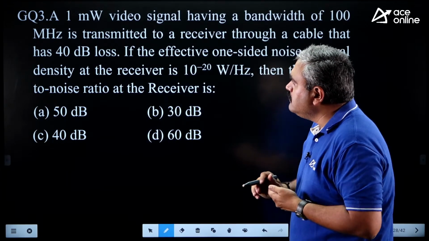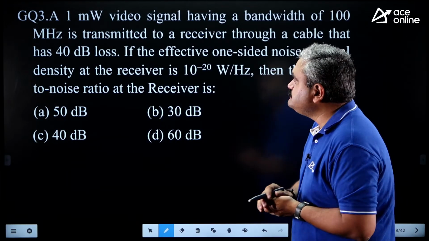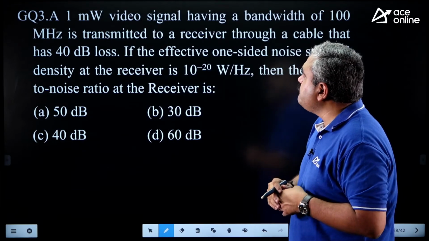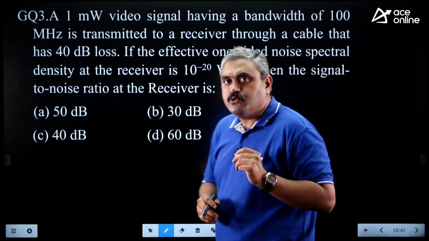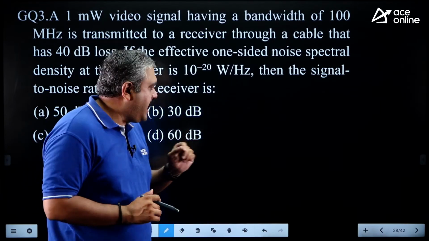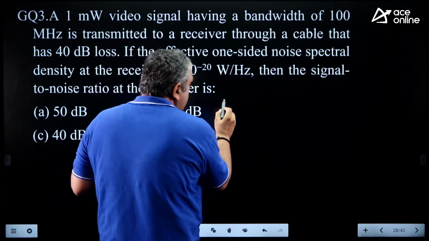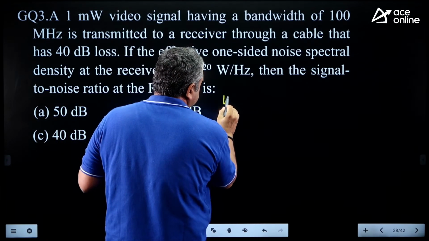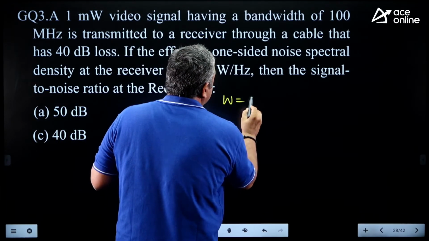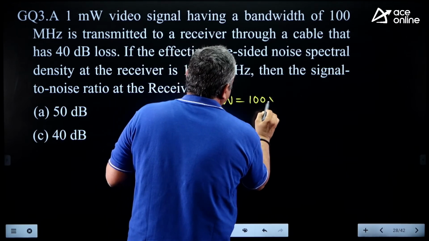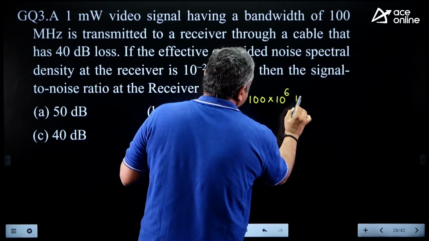See here. A question related to the signal to noise ratio. A 1 milliwatt video signal, what is the data given to you? Power of the signal is given as 1 milliwatt, having a bandwidth of 100 megahertz. Signal bandwidth means its maximum frequency value. Generally we write it as W, which is equal to 100 megahertz, meaning 100 into 10 power 6 hertz.